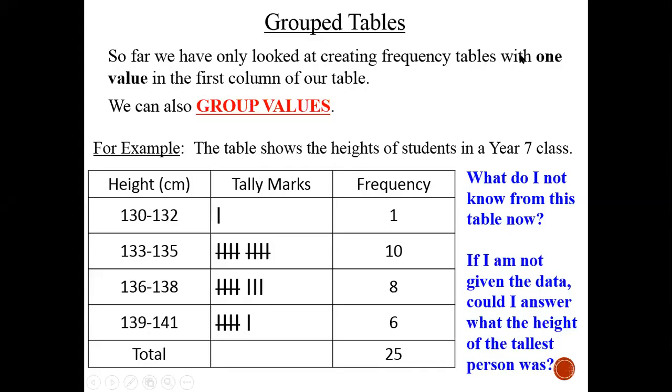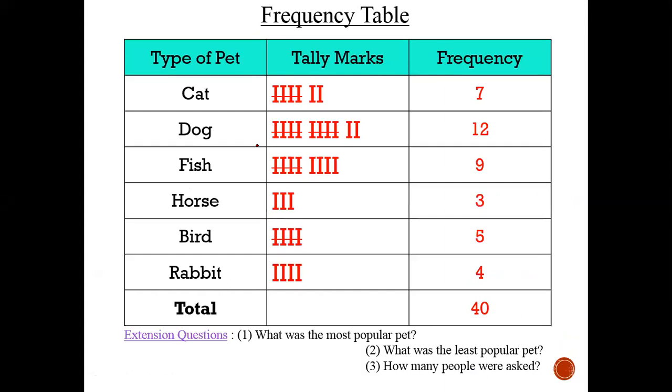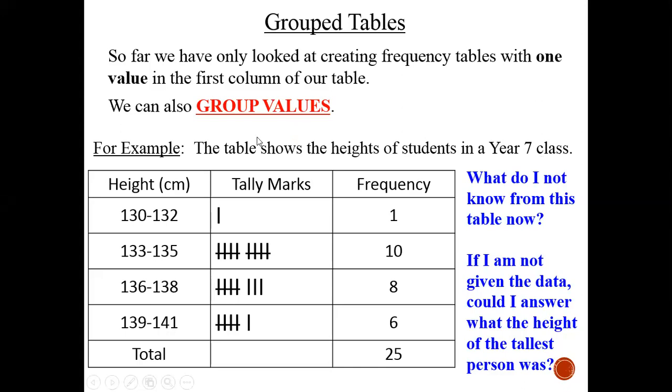So far, the previous frequency table only showed individual data, like cat, dog, fish, horse, bird and rabbit. You can also show grouped values in the frequency table. For example, you are going to conduct a survey on the heights of students in a year 7 class. Instead of writing the heights one by one, the heights can range, for example, from 130 cm to 141 cm. So you don't need to write each one individually.